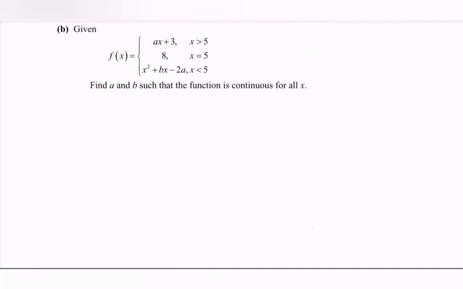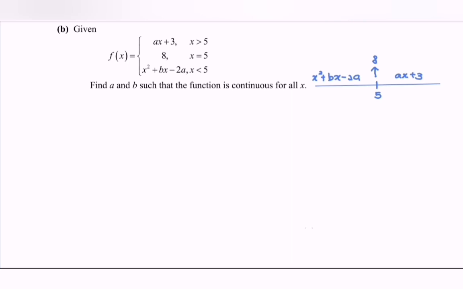Kindly refer to B. Given the function f(x) with the focus x equals 5, find the values a and b such that the function is continuous for all values of x. My suggestion will be to illustrate the situation on a real number line. Here we have the value 5. For the left hand side, we have x less than 5, meaning that here we have x squared plus bx minus 2a. When x is equal to 5, we have the function value a. For x greater than 5, we have ax plus 3.